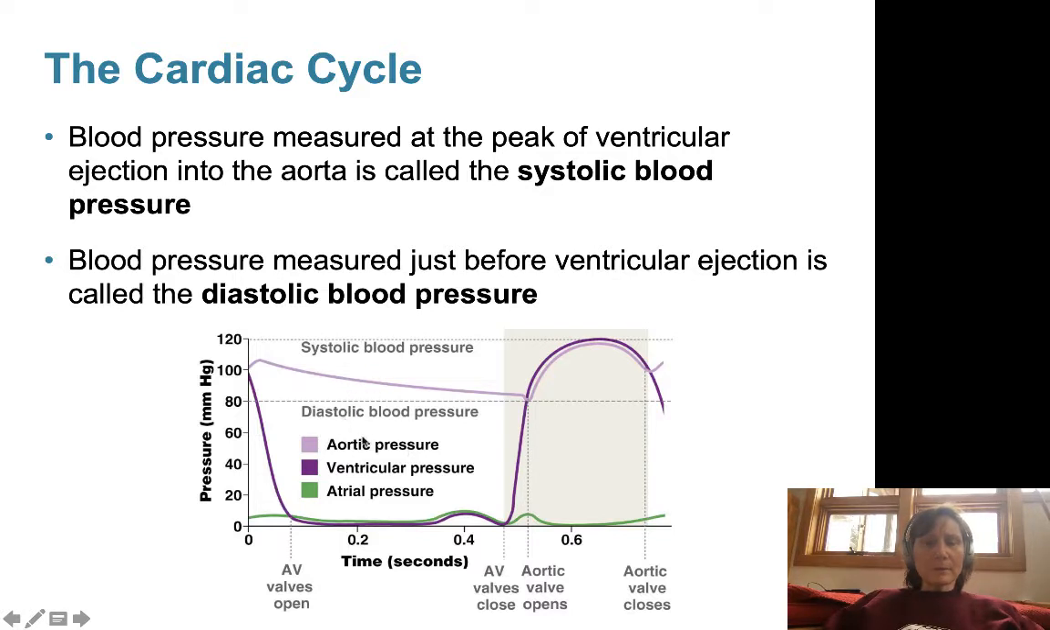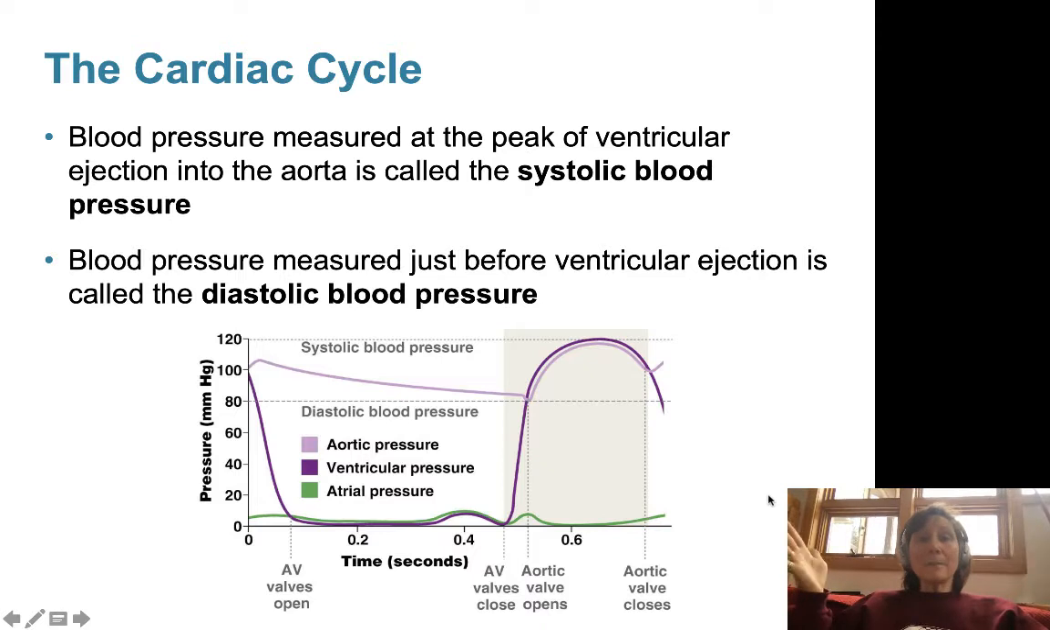So the light purple is going to be the aortic pressure. The dark purple is the ventricular pressure. And it's usually measured in the aorta as opposed to in the atria. So you can see the atrial pressure here, but it doesn't change very dramatically. And so this is diastole, this is systole, and you can see the changes in both the aortic pressures and then in the ventricular pressures throughout the cardiac cycle here, and it's all very quick.